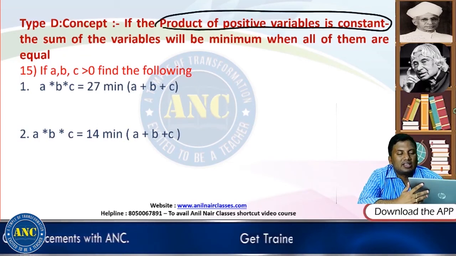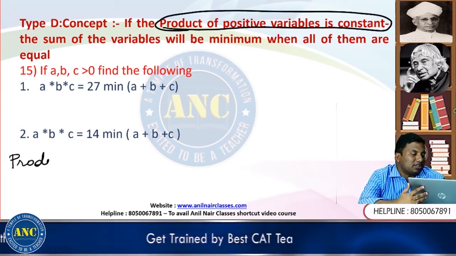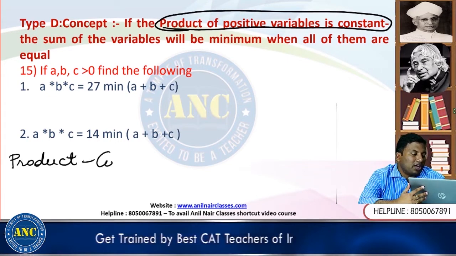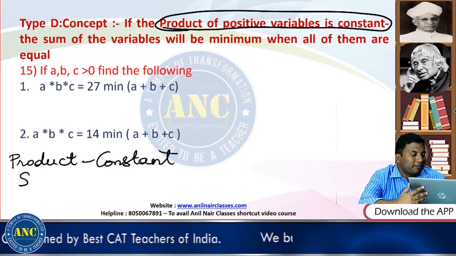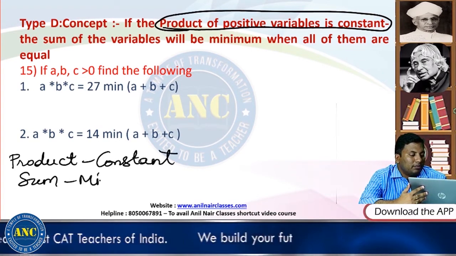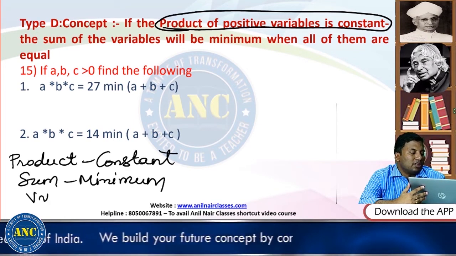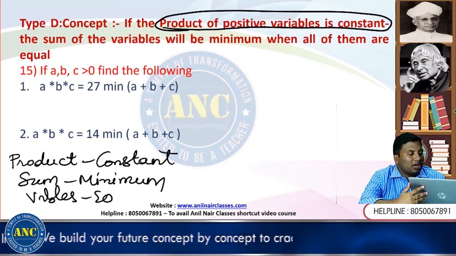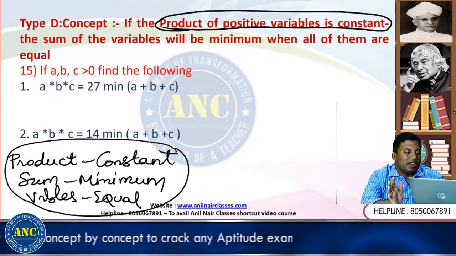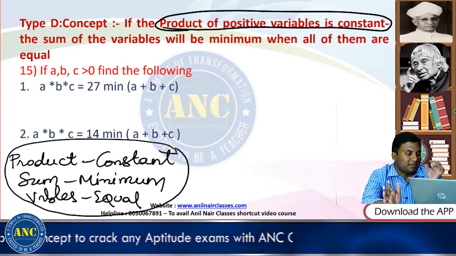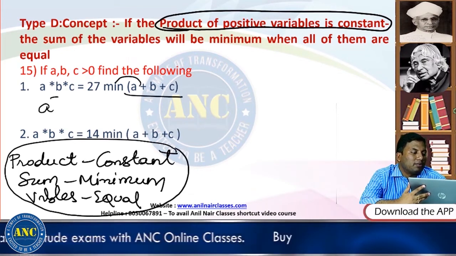This is the reverse case. Product is constant. If the product of the variables is constant, sum will be minimum when the variables are equal. It is the reverse case. Sum will be minimum only when the variables are equal.